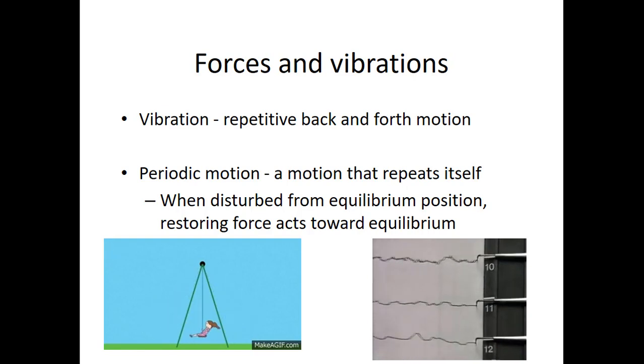So when we talk about waves, we need to learn some terminology. A vibration is a repetitive back and forth motion, and more specifically, a periodic motion is something that repeats itself over and over again. So we can see here some periodic motion on the left. The girl on the swing, she's swinging back and forth. The period is the same. That means it's repetitive over and over and over again.